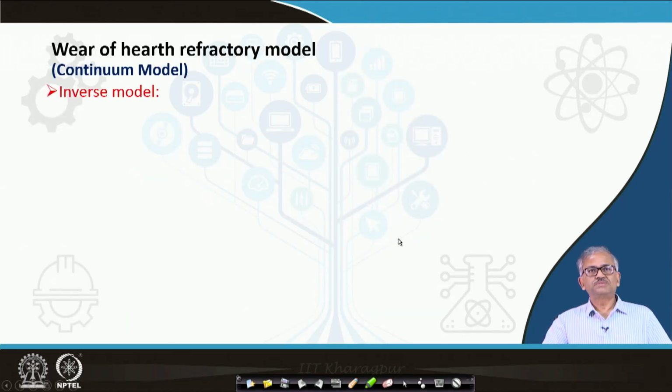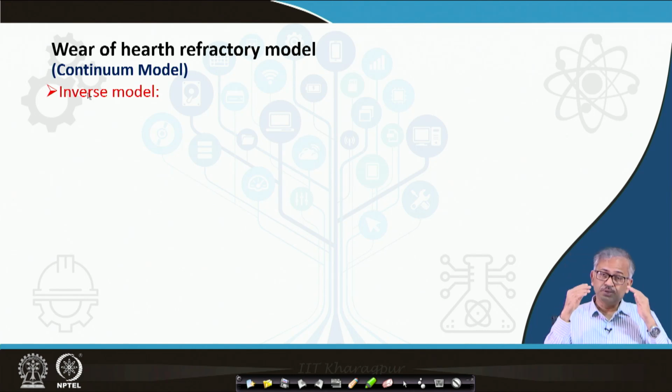And now I will just give some examples of the modeling that has been done. First we will start with the wear of hearth refractory model based on the continuum model, and it is called the inverse model. What is called an inverse model? Basically, when we want to predict some input condition based on the output condition, okay, that is called inverse modeling, by matching the output condition. Suppose you have experimental and predicted output, you can match. If they are not matching, then you can do trial and error or apply some optimization tool to fit the certain input condition such that the output from experiment and the model matches perfectly.